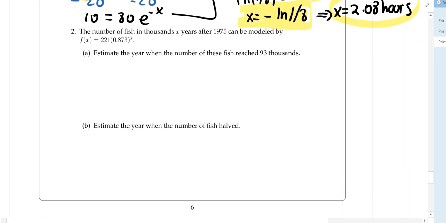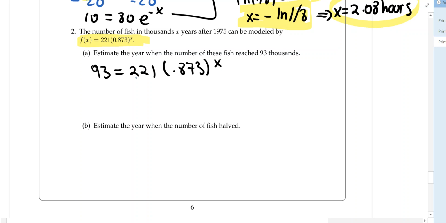All right, let's do one more example. We have that the number of fish in thousands X years after 1975 can be modeled by this equation. We're going to estimate the year when the number of fish reached 93,000. So we need to find the X such that the output is 93,000. So I have to set it equal to 93,000 and then just solve for X.